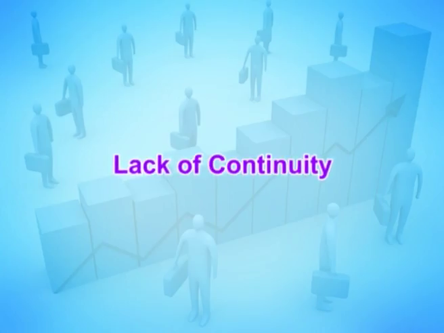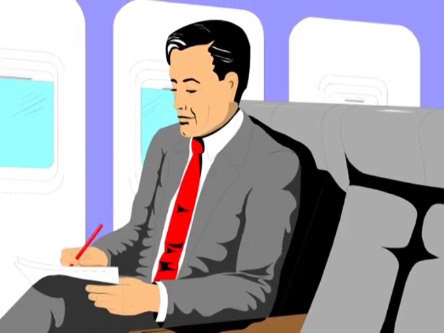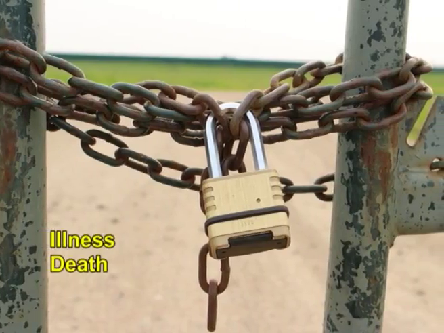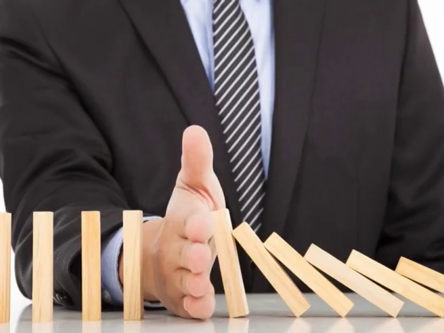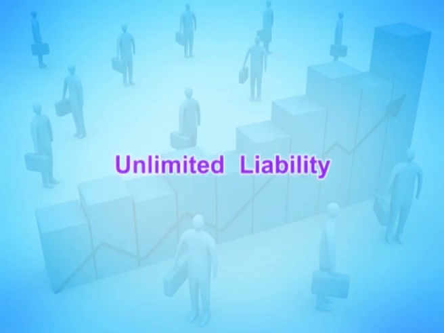Lack of continuity. The continuity of the business is linked with the life of the proprietor. Illness, death or insolvency of the proprietor can lead to closure of the business also. Thus, the continuity of business is uncertain. Unlimited liability.